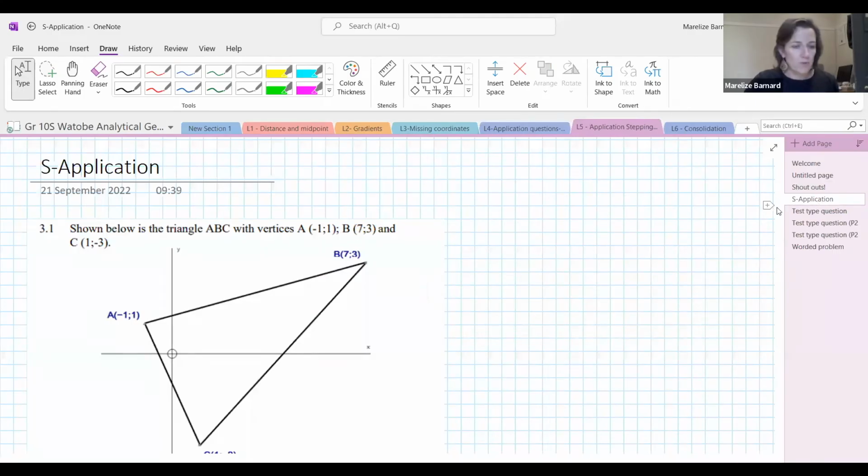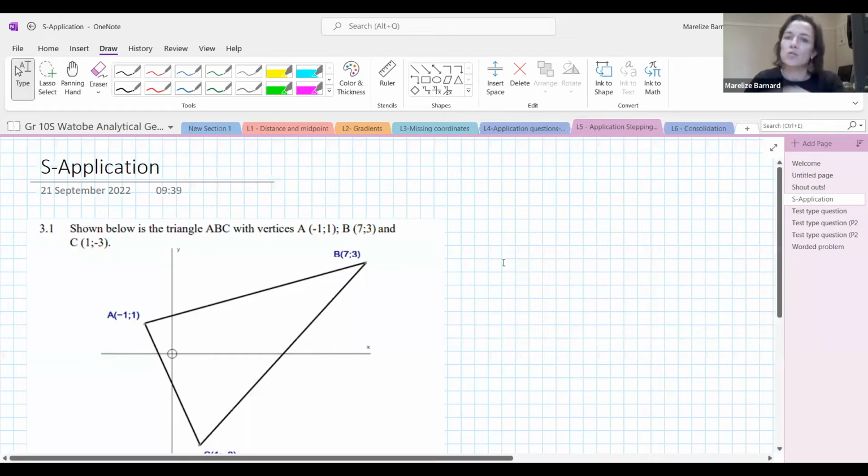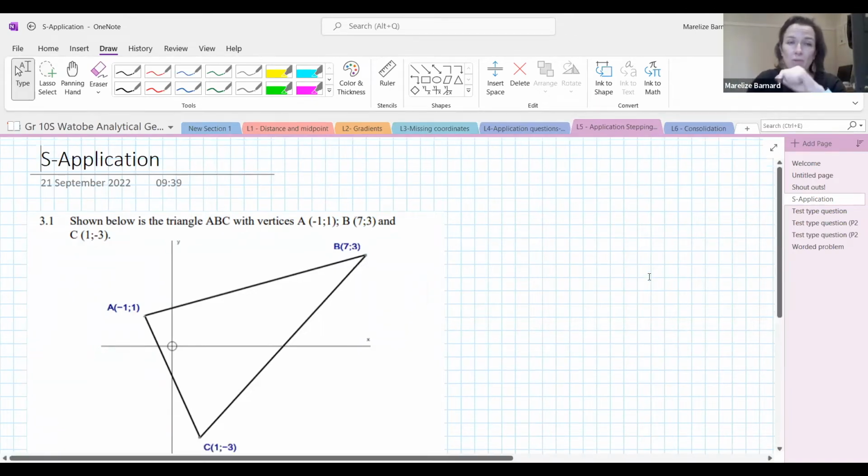Let's get going with this evening's lesson, and we're going to carry on. Last week, Thursday, we started some application questions or test type questions, and we're going to step it up this evening. I hope you've got your thinking cap on.